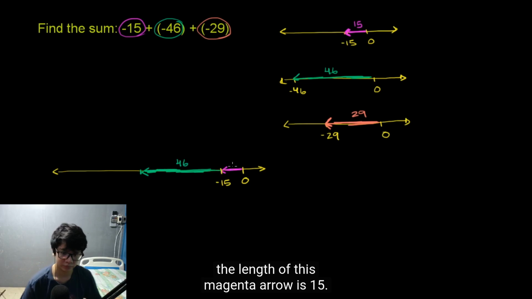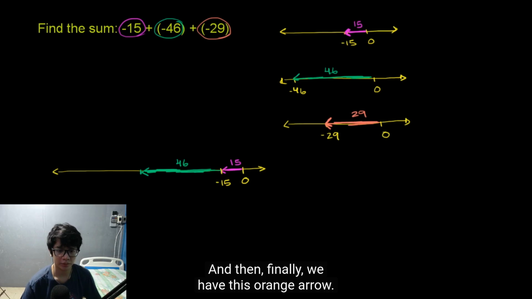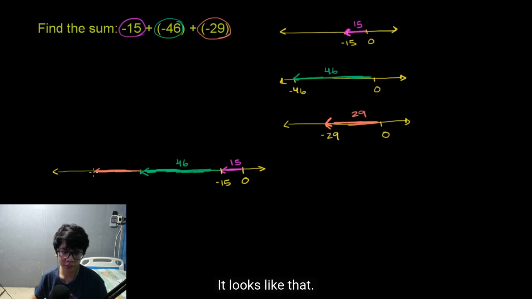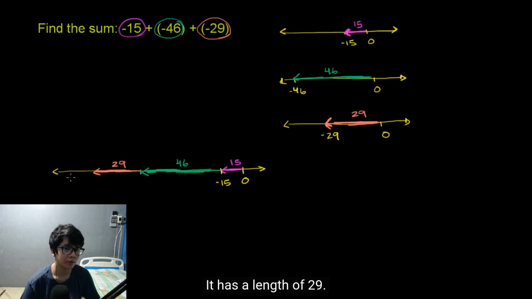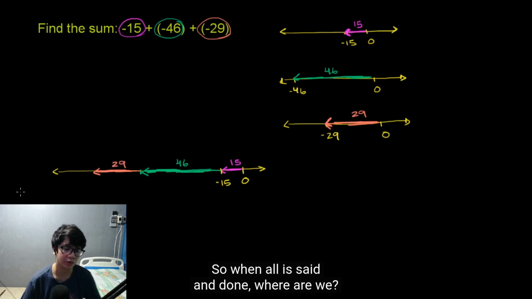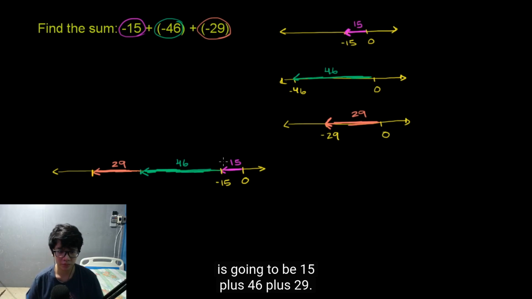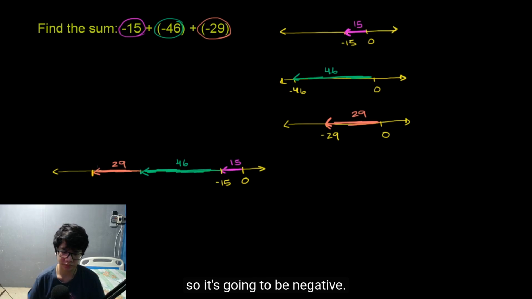And we know the length of this magenta arrow is 15. And then finally, we have this orange arrow, which we know has a length of 29, although it's 29 to the left. So when all is said and done, where do we end up on our number line? Well, the total length that we are to the left is going to be 15 plus 46 plus 29, but it's going to be to the left, so it's going to be negative.